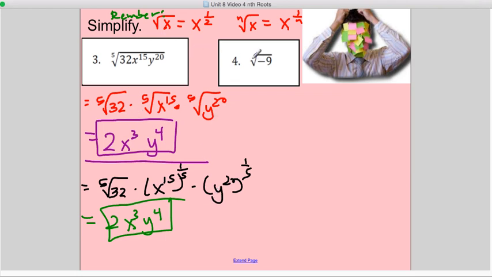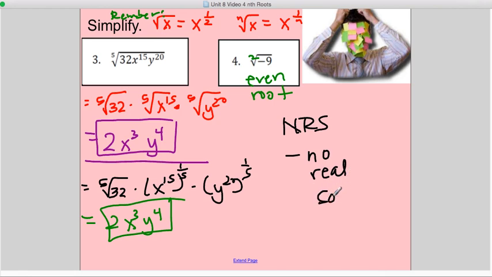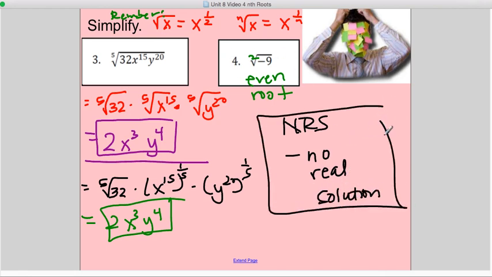All right, this right here is to the 2nd power, which is to an even root, and we are only looking for real solutions today. So this one is NRS, no real solution. Cannot take an even power and take the square root of a negative. Okay. All right, let's move on to number 5.